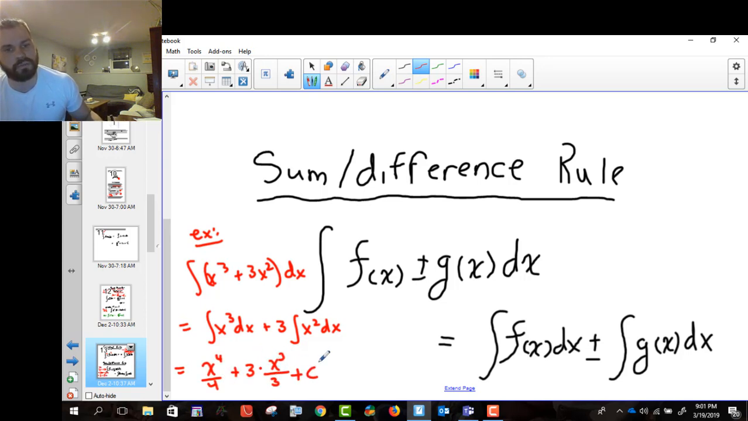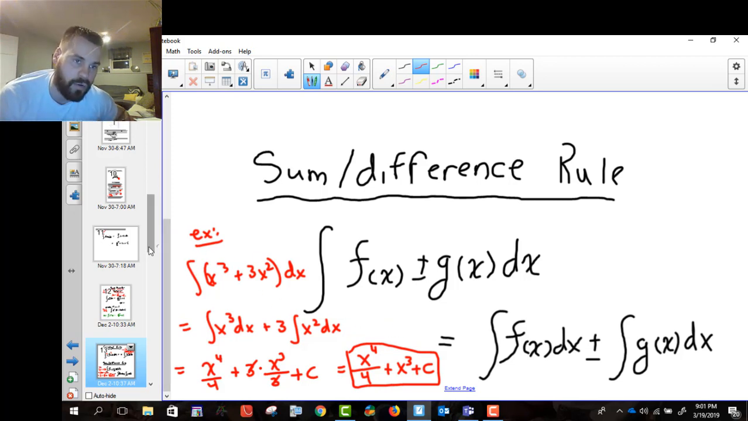We don't have to put plus c here and plus c here, because if you add two constants together, you just get another constant. And then what happens here is these 3's cancel. So my final answer is x to the 4 over 4 plus x cubed plus c. Okay? So that actually incorporates the sum and difference rule, the constant rule, and the power rule.